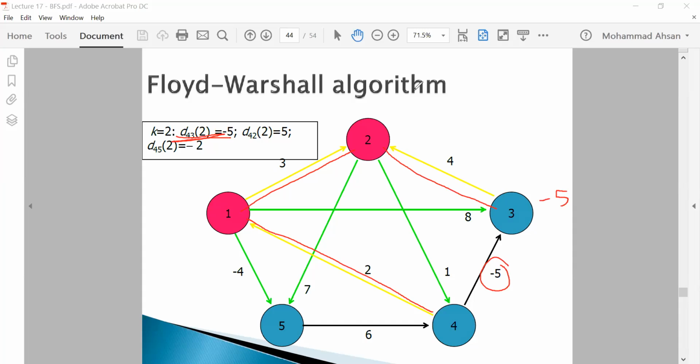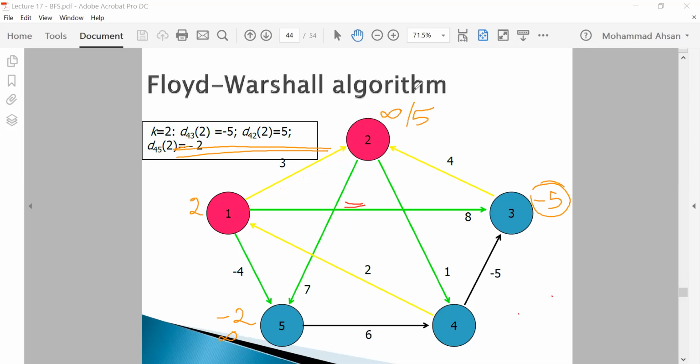Now what about 4 to 2? It was 5, it is still 5. And what about 4 to 5? Again 4 to 5 is still -2, so no change when I introduce one more intermediate vertex.